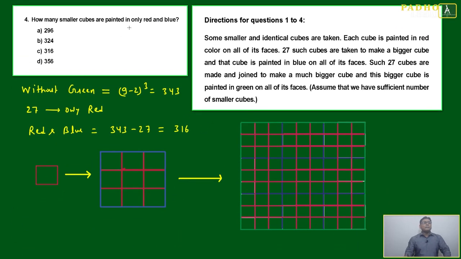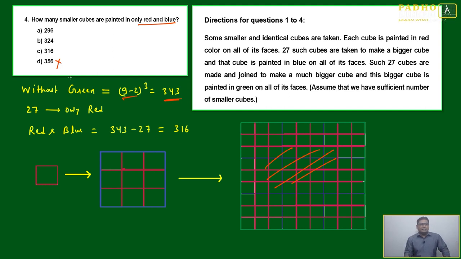Now we'll come to question number 4. How many smaller cubes are painted in only red and blue? Only red and blue. Now, one thing here again, we'll apply lateral thinking. Without green, this internal part, without green. Green will be only the external layer. Then the external layer you remove, 9 minus 2 to the power cube, 7 cube, 343. Means we have to think within 343. This is out. It is more than 343. Immediately we can eliminate the choices.